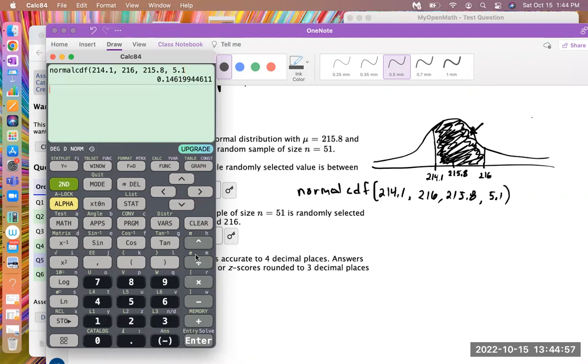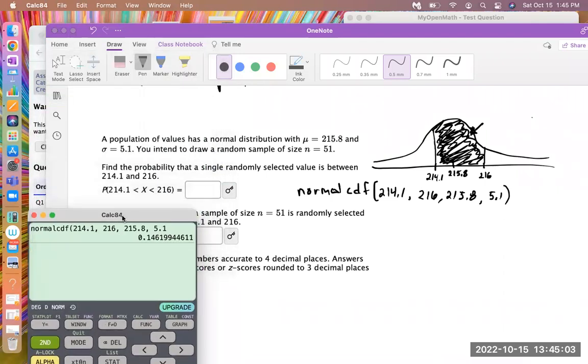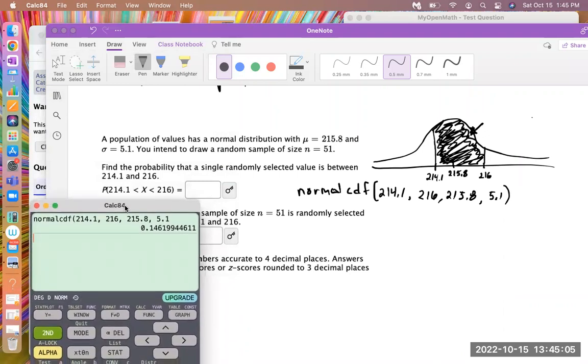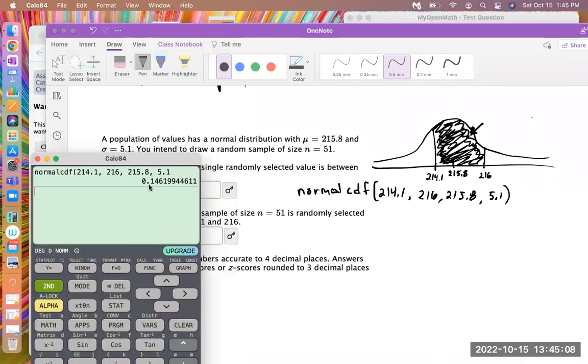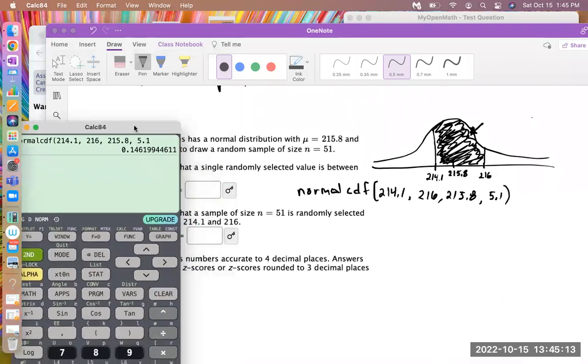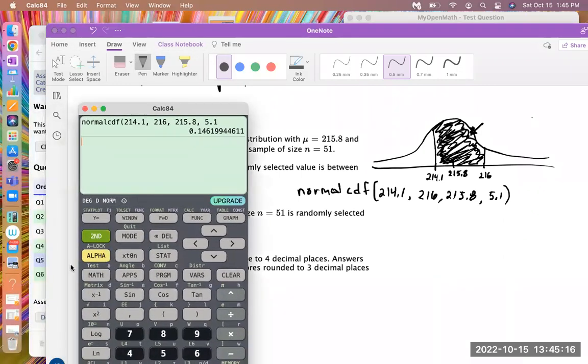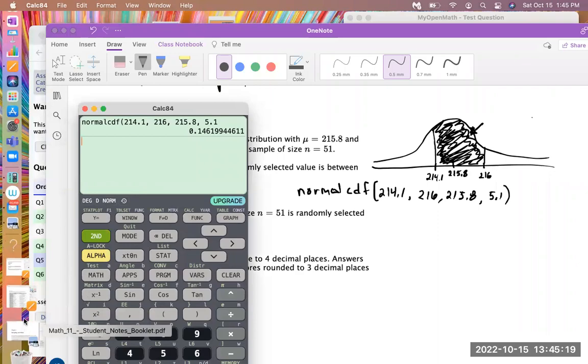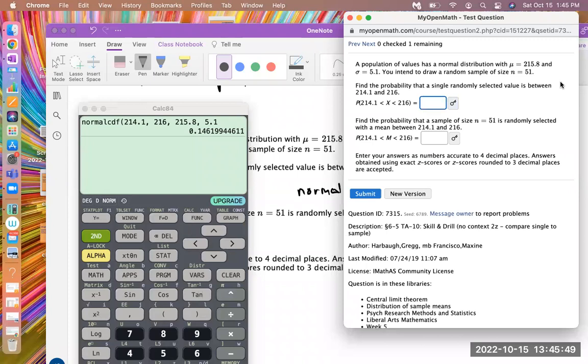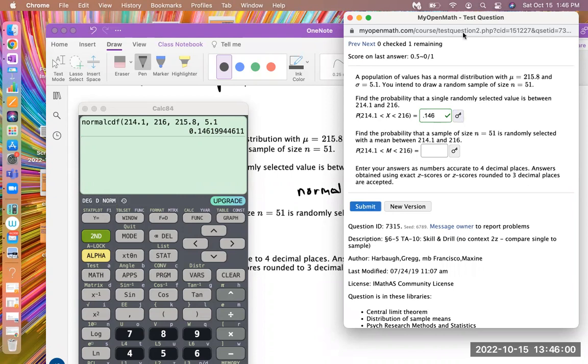So the probability that a single randomly selected value is between those two is 0.146, or approximately 14.6%. So let's just double check that answer. Let's make sure that it accepts that. So 0.146, and let's just submit it, make sure it's okay with it. And yep, it likes that answer. Okay.